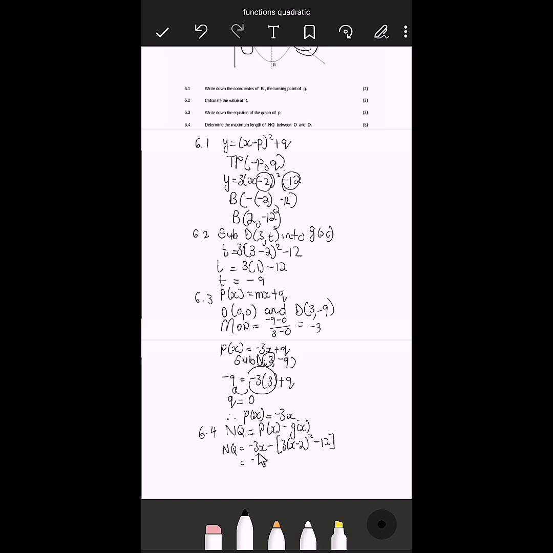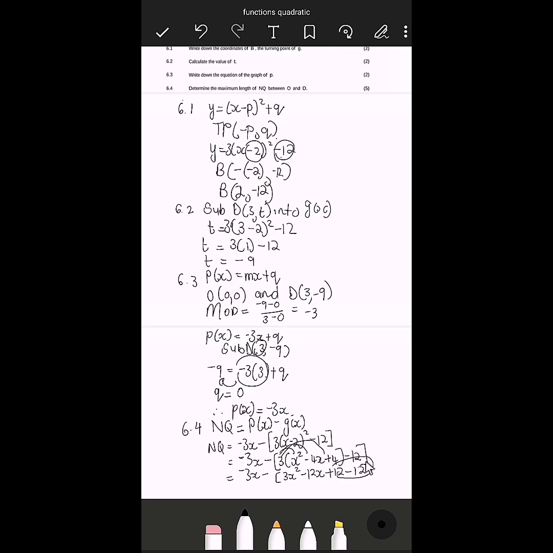Then we're going to have negative 3x minus 3 times, and then multiply this out. Then we're going to have x squared minus 4x plus 4, minus 12. Then we're going to have minus 3x minus, then we're going to multiply in the 3, right? So we're going to have 3x squared minus 12x plus 12 minus 12.